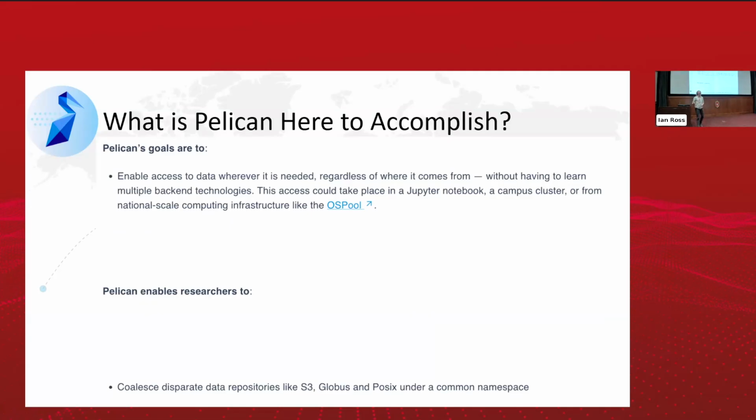Those two are enabling access to data wherever that data lives and wherever it needs to be computed on. And then the second is to coalesce data from disparate object repositories, and I'll talk a little bit more about what I mean by object repository. So regardless of what that storage technology is, to coalesce that data under a common namespace. So in the OSDF, this is the namespace path that you use to access your objects.